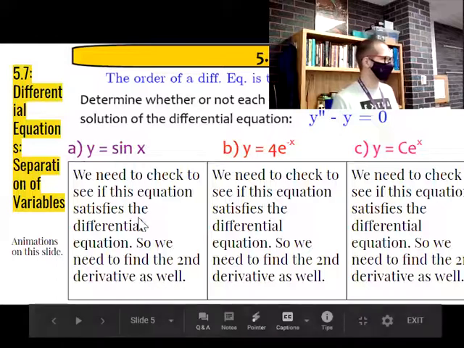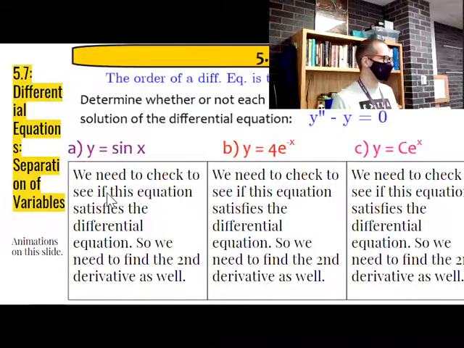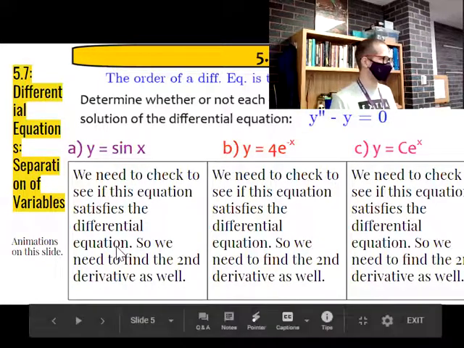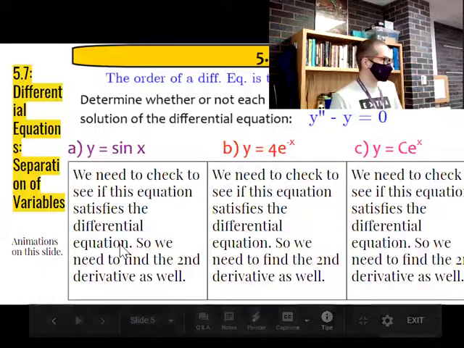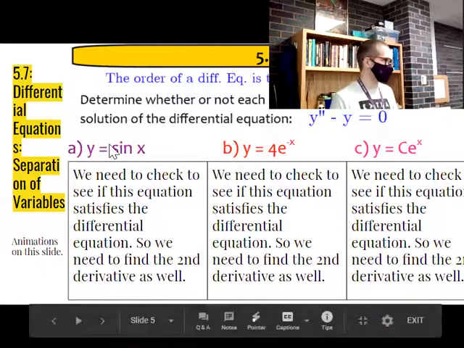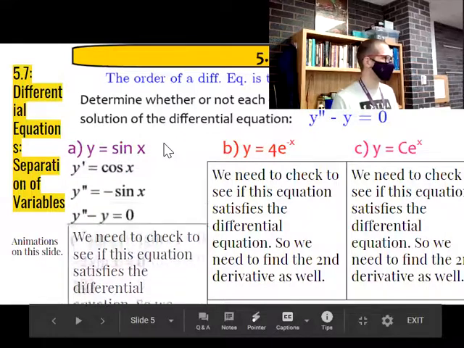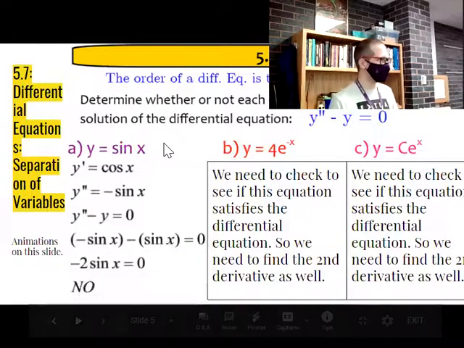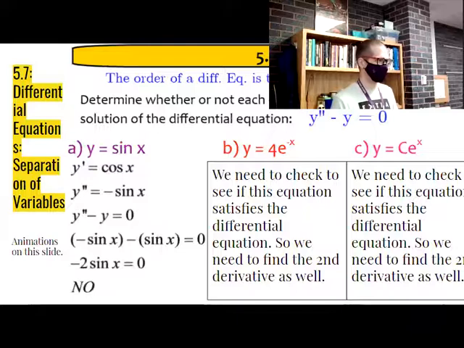Again, you have each of these boxes. So again, we need to check to see if this equation satisfies the differential equation. So we need to find the second derivative of this as well. So the first derivative is cosine of x. The second derivative is negative sine of x then.